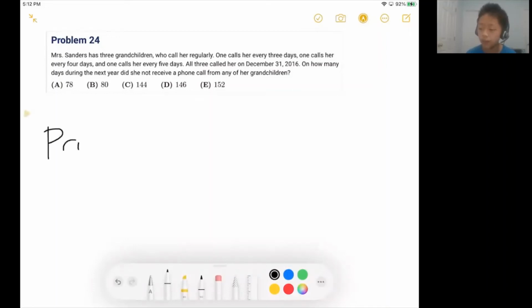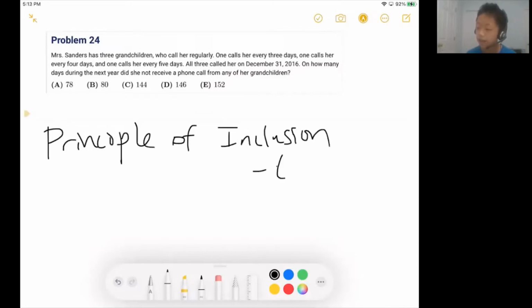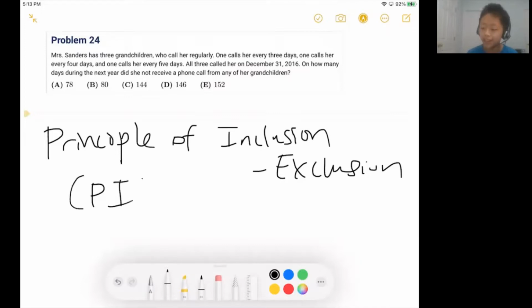Yeah, so we're going to be using something called the principle of inclusion-exclusion. This is a more advanced counting technique that's often used in more difficult competitions like the AMC 10 or the AIME. But this is a basic example of how you would apply it. Since it's a long term, you'll often see people abbreviate it as PIE. The concept of PIE is actually pretty simple.